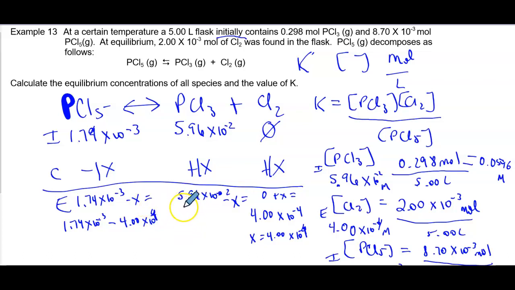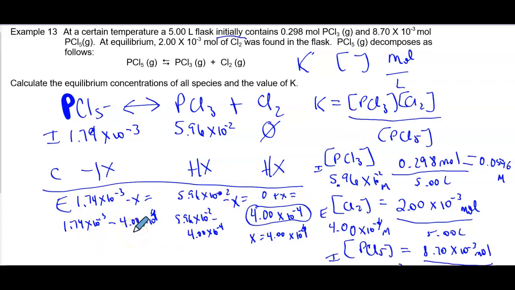I promise I'll get neater with this writing. Just using this pen is a lot different. So then this is going to be 5.96 times 10 to the negative second minus 4.00 times 10 to the negative fourth. So we're going to figure out what these are. We already know this value here was already at equilibrium. We calculated it from the beginning. We're going to get these two values by using this method.